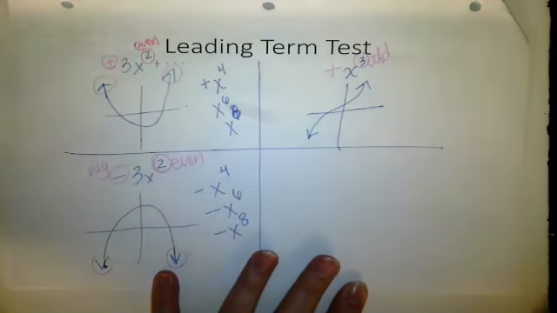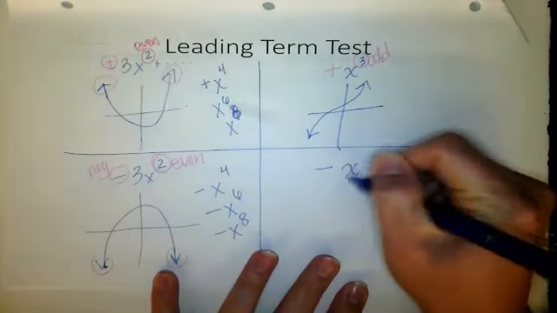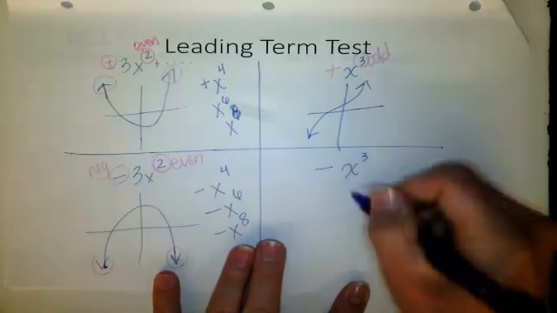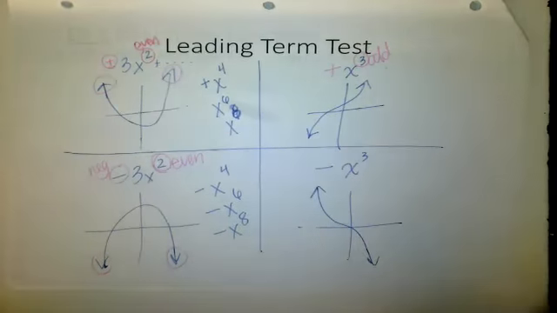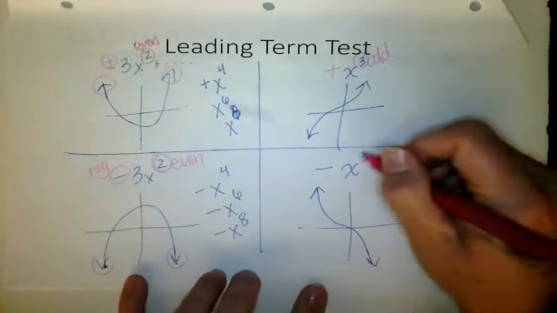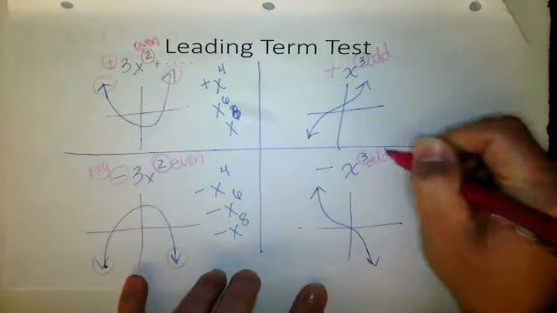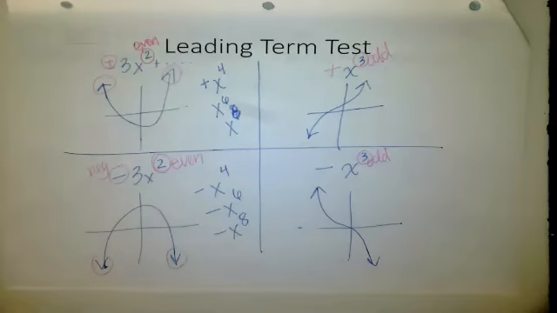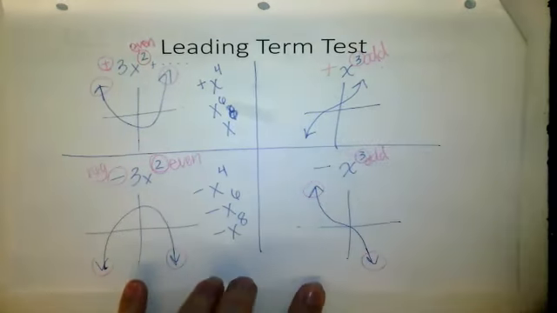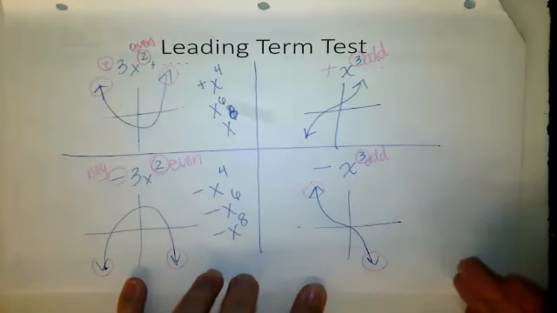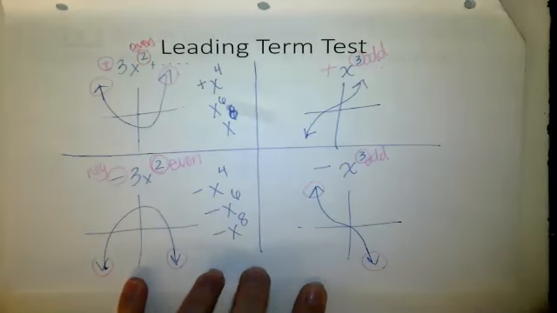What happens when we put a negative in front of that x cubed? It flips and decreases. That's right. And that again is true for any odd powered leading term with a negative. It starts up high on the left and ends low on the right. It's going downhill overall. Okay?